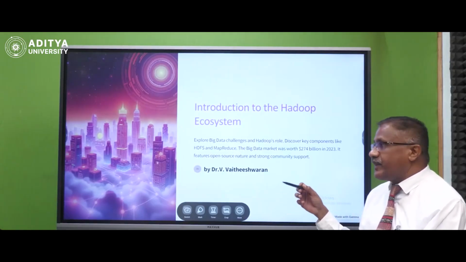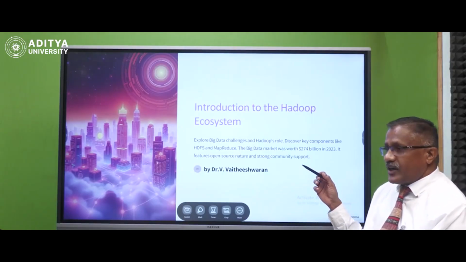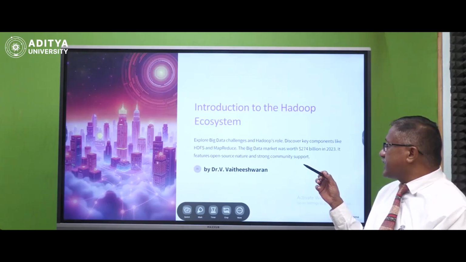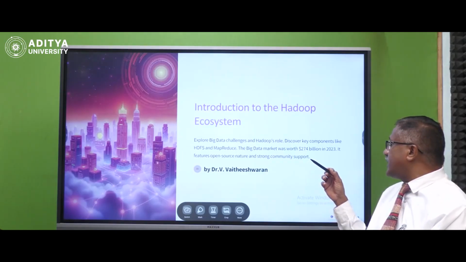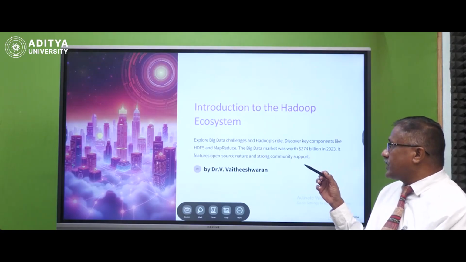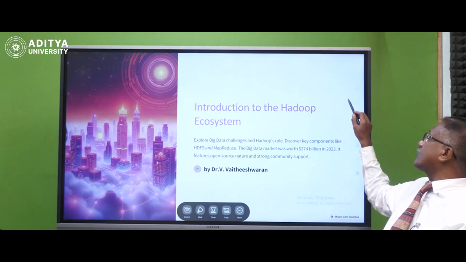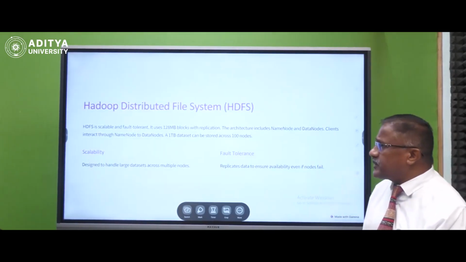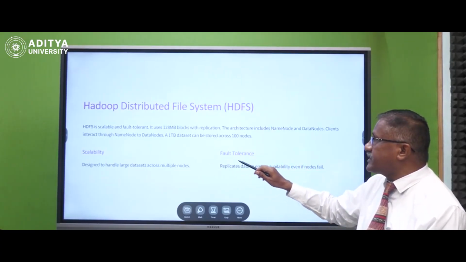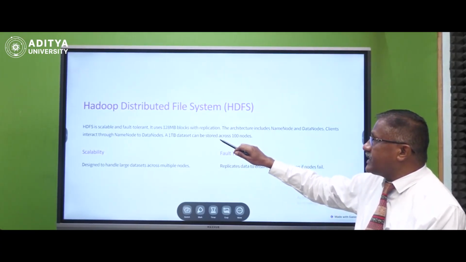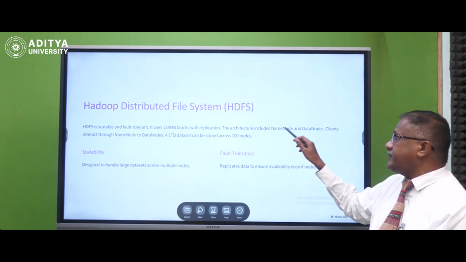When we start exploring big data and its challenges, Hadoop plays a big role. The data market was worth more than $274 billion in 2023. Hadoop, HDFS and MapReduce, the key components of Hadoop, play a very important role. The Hadoop distributed system offers scalability and fault tolerance. It uses 128 MB blocks with replication.